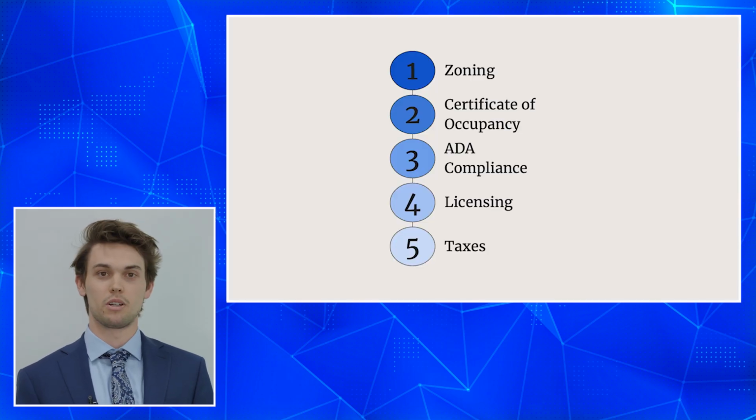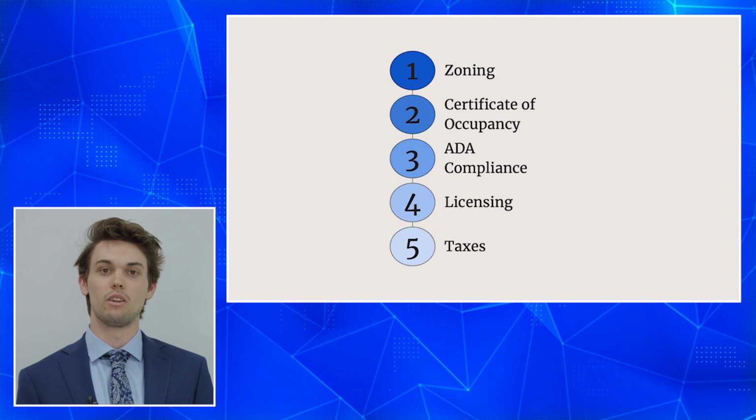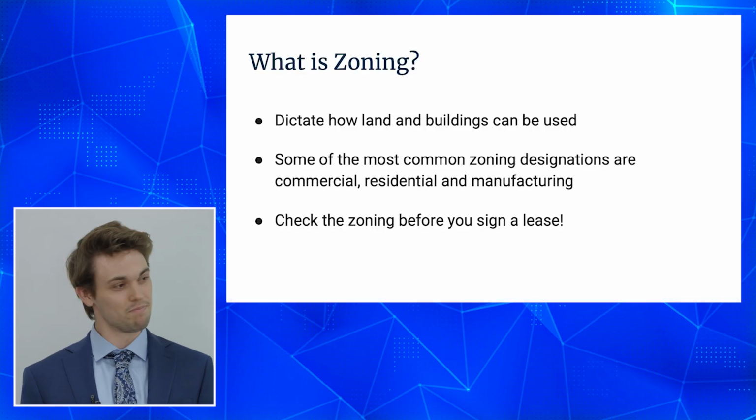The main factors that we're going to be looking at are zoning, a certificate of occupancy, ADA compliance, licensing and permits, and taxes. Because many of these vary by location, we're going to be looking at New York City and Fresno as our two examples. We're going to be starting with zoning.